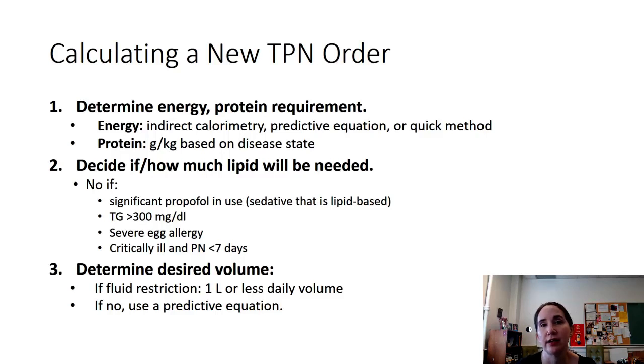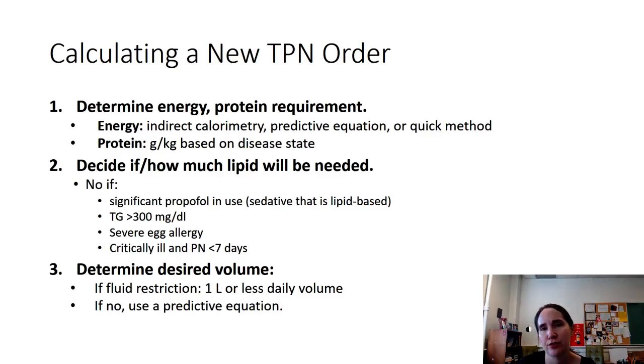If they have severe egg allergy, or if they have triglycerides greater than 300, or if they're critically ill and they aren't expected to require PN for more than 7 days, they would be considered at low risk for essential fatty acid deficiency. The risk of lipid would probably outweigh the benefit, and so you wouldn't give it in those cases. Then you determine your desired volume.